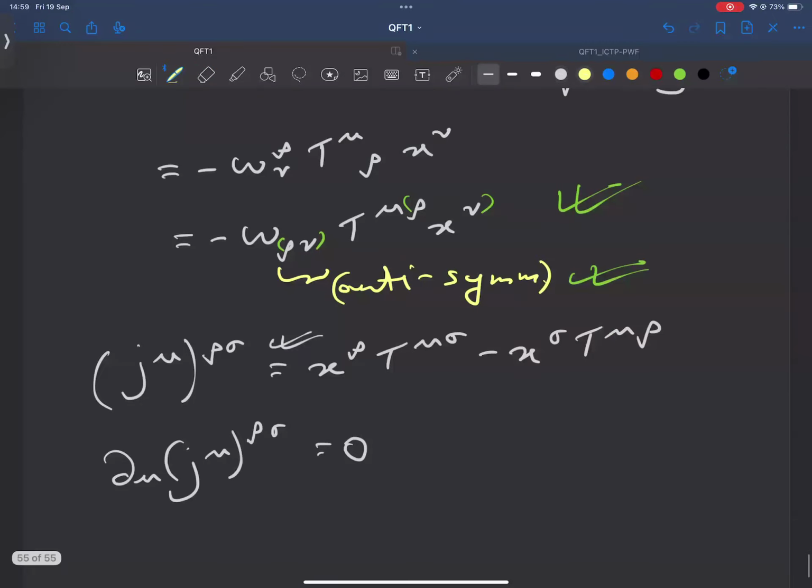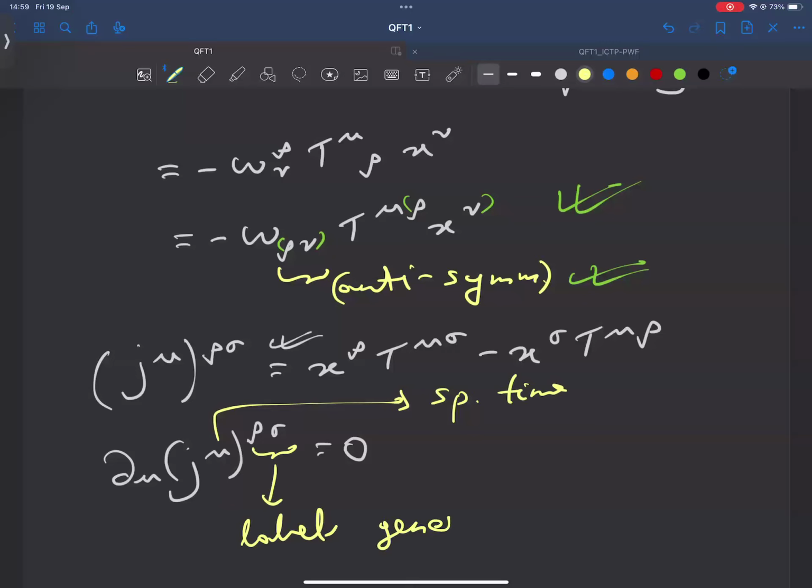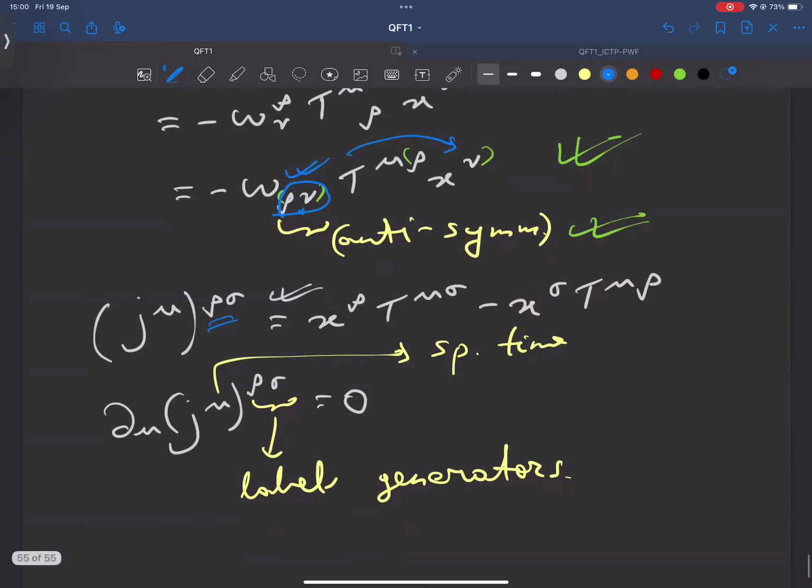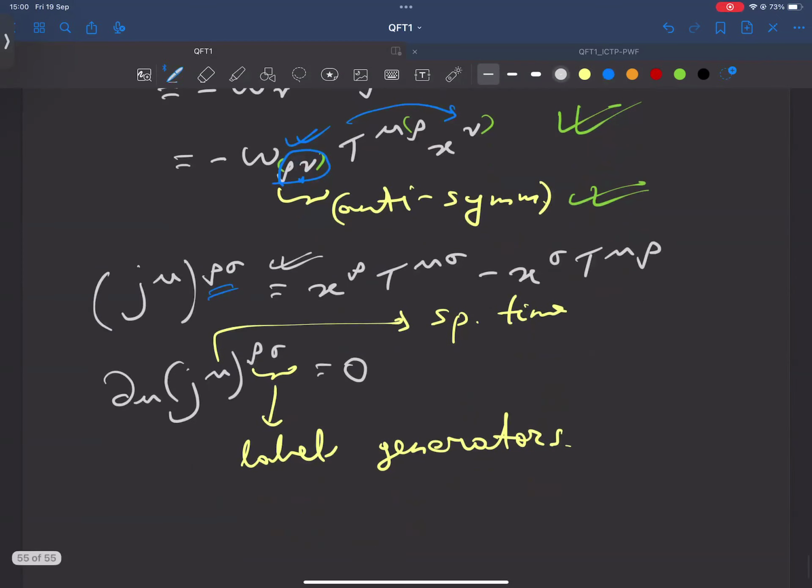Again, it should be clear that the mu here is the space-time index, and these are the Lie algebra generators. That is also in accordance with the rho nu here that labels the generators, because the antisymmetry is again in the labeling of the generators. So the antisymmetry of this omega translates to the antisymmetry of the currents here.